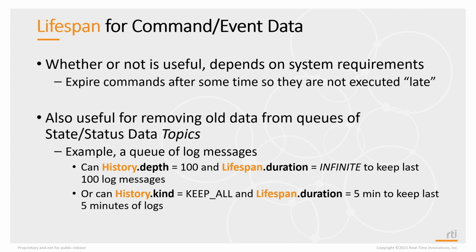For example, if you have a history depth of 100 and the default lifespan is infinite, then you're going to keep basically the last 100 log messages. Okay. So the last 100 log messages, well, those log messages could have been published yesterday for all you know. You could also use history keep all and a lifespan duration of, let's say, 5 minutes to keep the last 5 minutes of log messages. So by changing history and changing lifespan, you can determine what messages you actually want to keep for a topic.